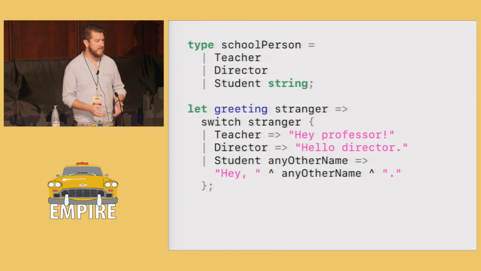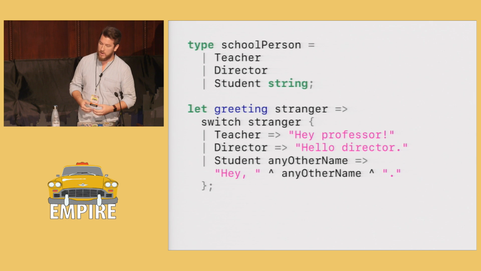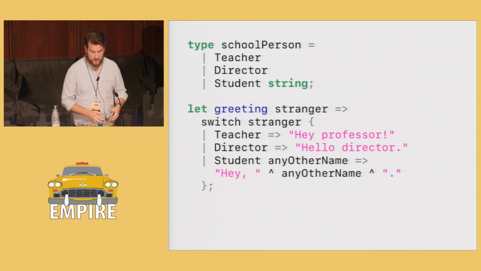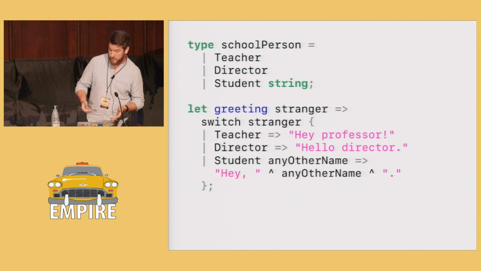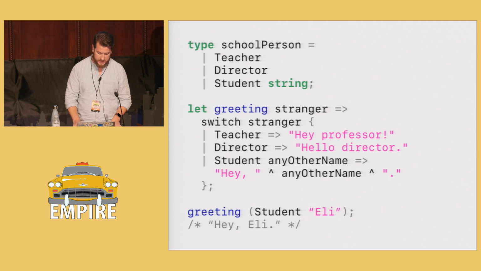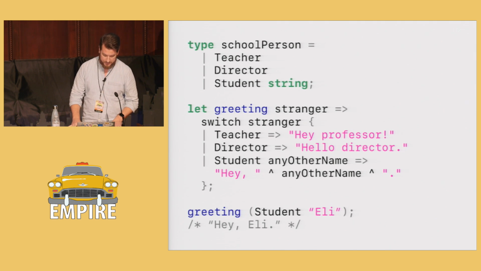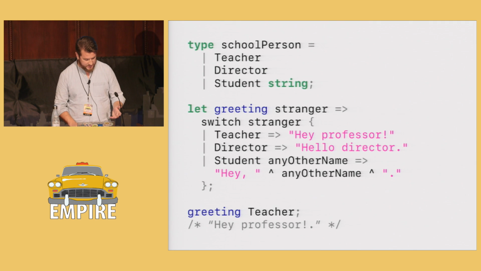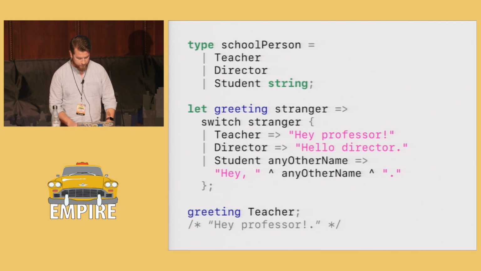Notice here that we didn't annotate the type of this function, yet we can already start to switch over the exact types that are inside of it. When we get a student, we can unwrap that string, any other name, and put it in there for us. So if we were to pass in a student named Eli, we would get a greeting for Eli. And the type system recognizes the symbols that we're switching over, giving us the type inference without it needing to annotate it. If we pass in a teacher, we get, hey, professor.